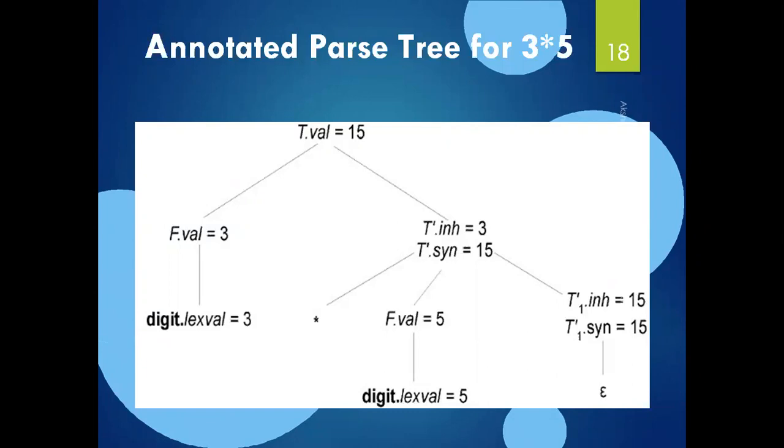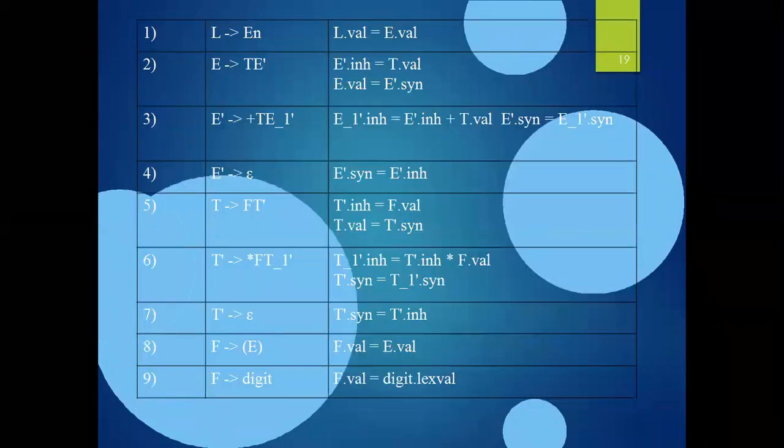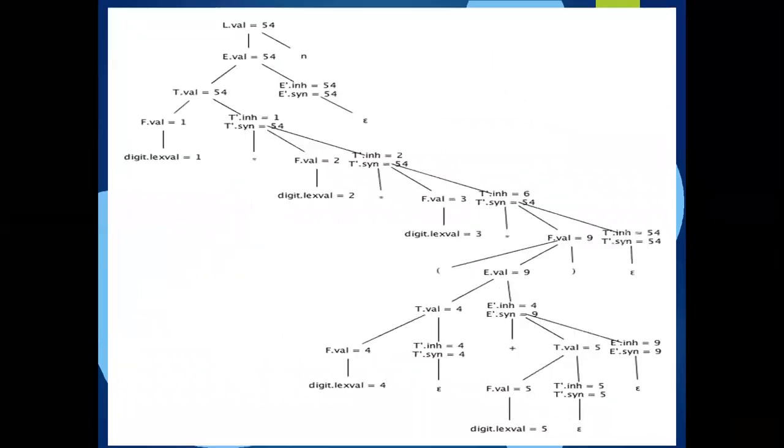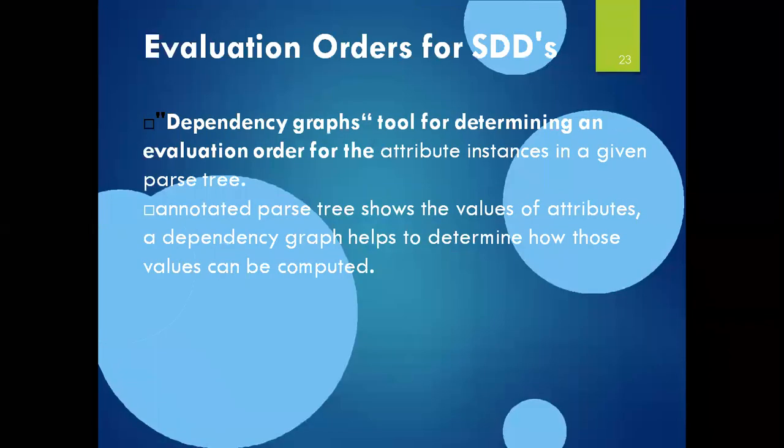Right. Now with this, I hope you understand how to compute the synthesized attributes, then how to compute the inherited attributes, and then combining both. This is an example of combining synthesized and inherited attributes, and this is another example. The next concept is the evaluation order of the SDDs, how to give an evaluation order for the attributes. First we need to know what the dependency graph is and how to draw it.